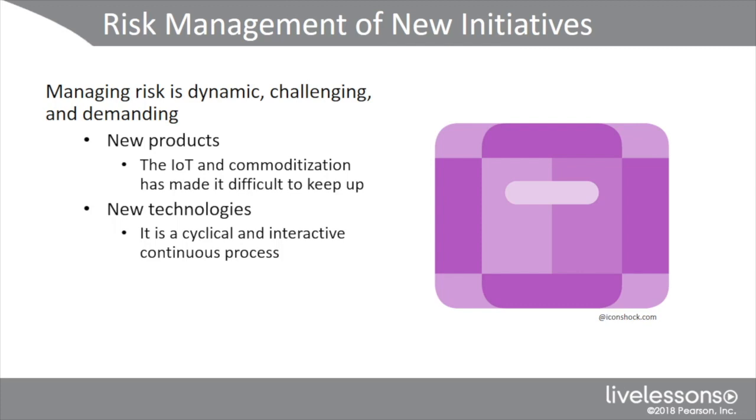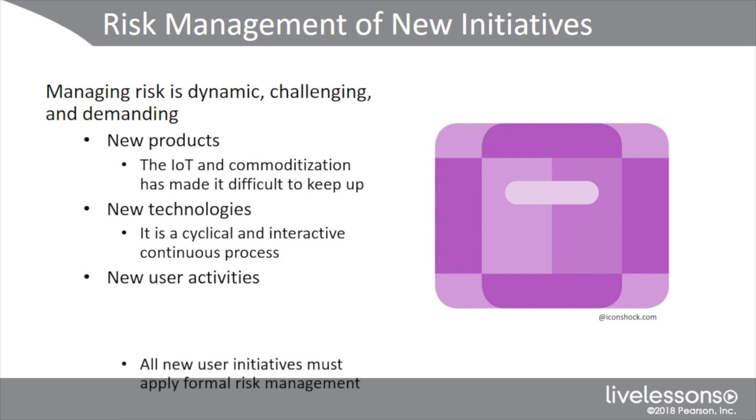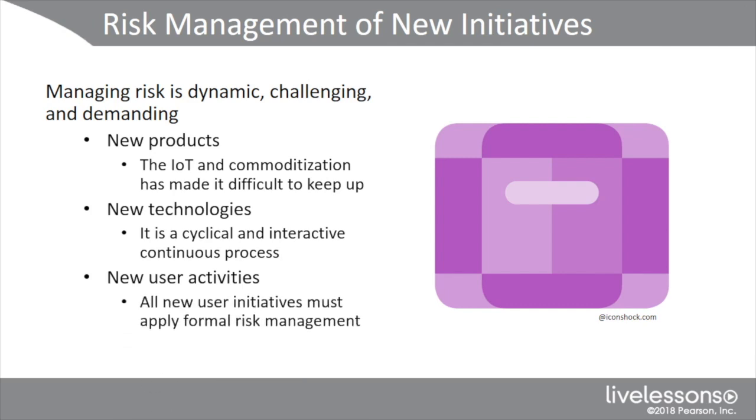For example, you have end users in your organization with new technology. Is this technology sanctioned by the endpoint protection solution? How does it affect your AUP, the acceptable use policy? Does the new technology or product open up channels that can evade next-generation firewalls or data loss prevention? And there may be new user activities. All new user initiatives must apply formal risk management. That may involve using visibility tools like UBA, user behavioral analysis, or machine learning solutions or scripts.